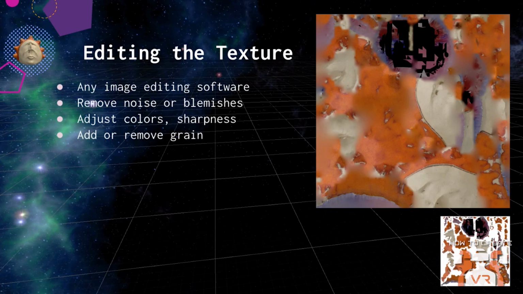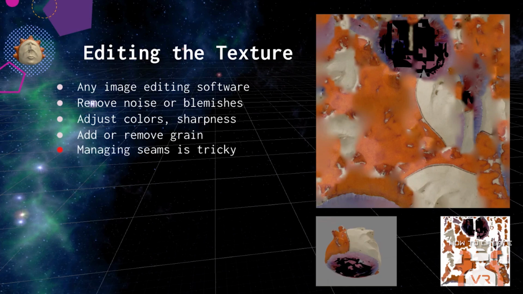But the takeaway here is that you can edit the texture and just do whatever you want here. Managing seams is sometimes tricky because it's hard to tell where they are because it's such a messy texture, but it's doable. In this case, I closed up the bottom hole just by using the clone tool and just painting over all those black splotches in Photoshop.